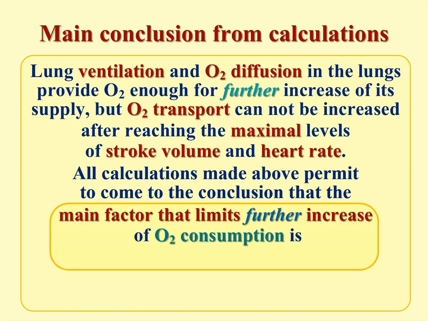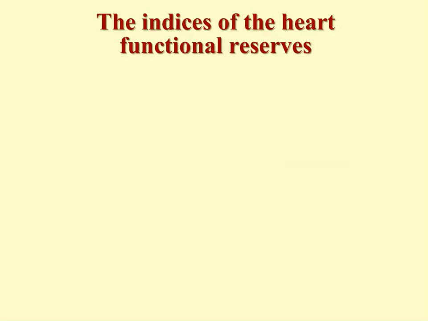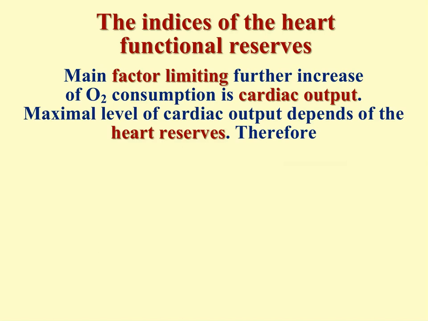So the main factor that limits the further increase of oxygen consumption is the cardiac output, which is based on the heart reserves. Heart maximal strength of contraction force, stroke volume depend on this, and maximal heart rate. So cardiac output cannot be increased anymore, and due to this the oxygen utilization reaches the maximal level. So we can see that practically the heart reserves are characterized by the maximal oxygen consumption.